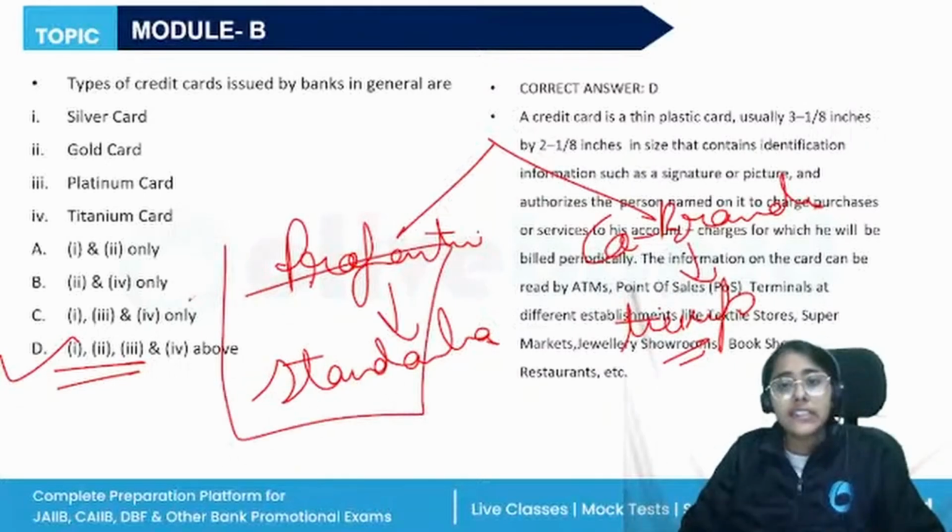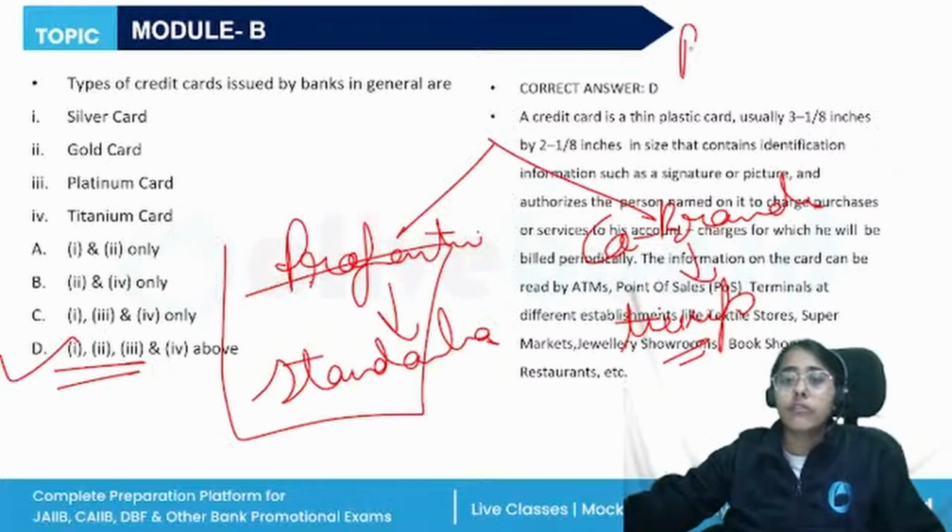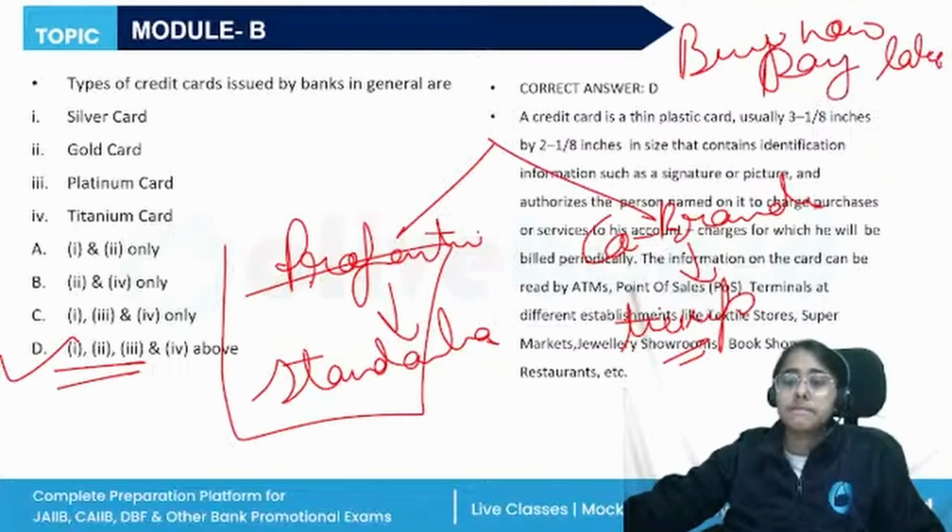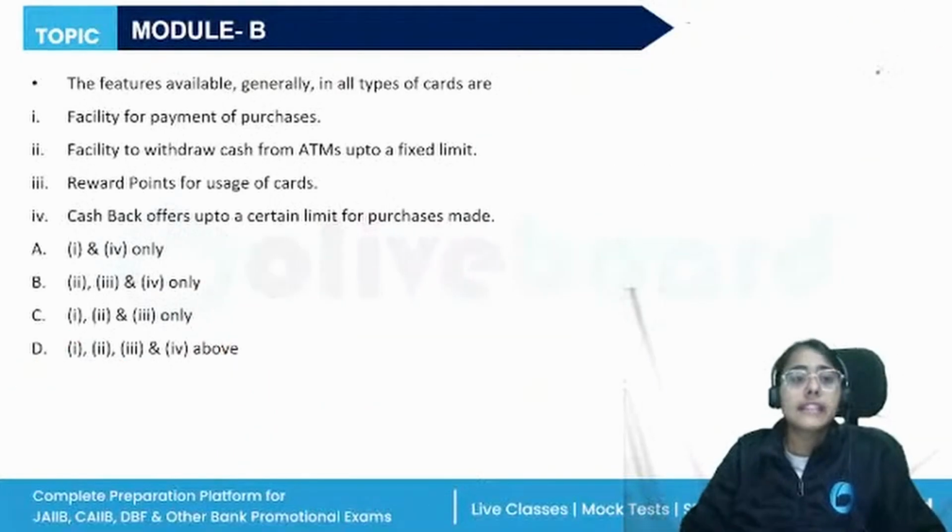The details relating to a credit card are also given. It is a thin plastic card. It contains information such as the signature or picture. It can be used at the ATM, point of sale terminals, or merchant establishments. Credit cards are based on the concept of buy now, pay later. All right. Next question.